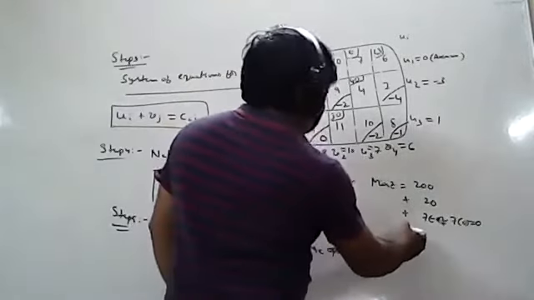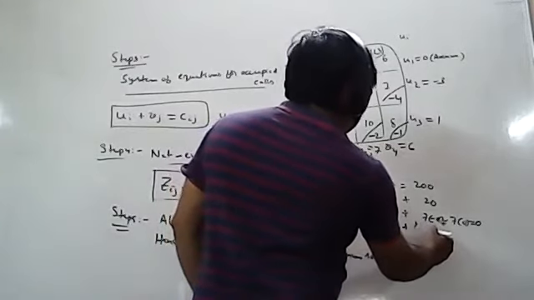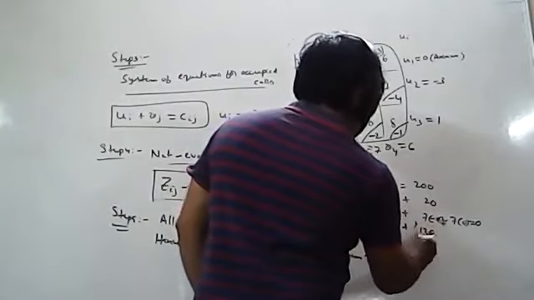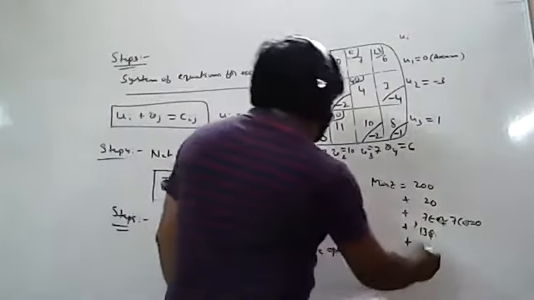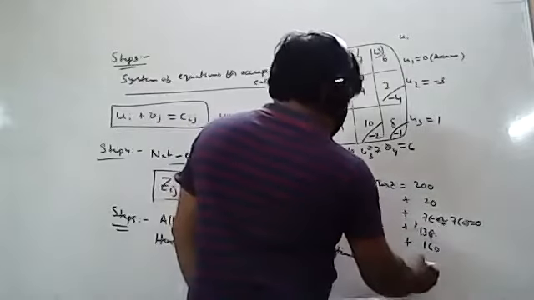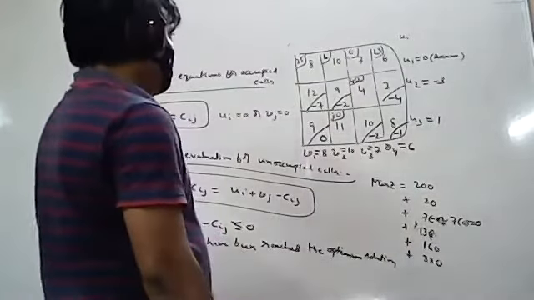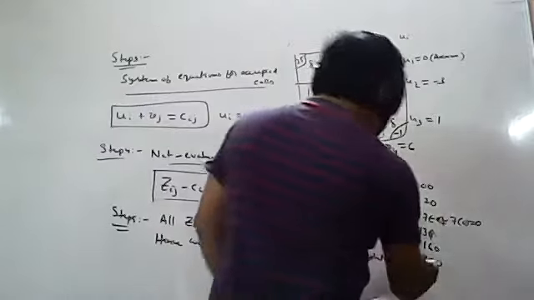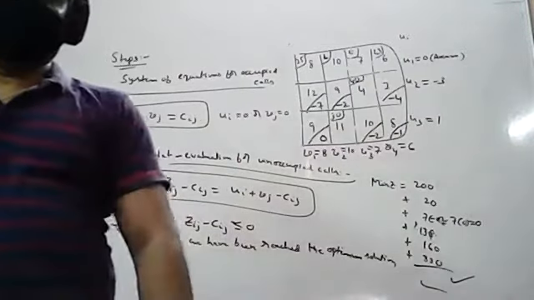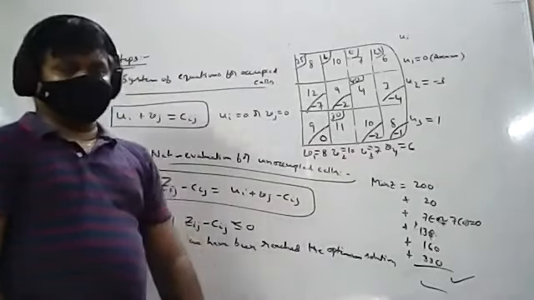Okay. And next 160, sorry, 23 into 6, 138. 138 plus 160. This is 330. Same answer you will get. Whatever answer you got, the same answer you got. So this problem is a degeneracy example.